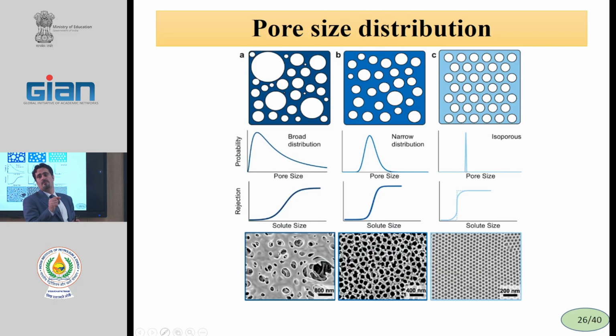Therefore, from the viewpoint of reducing membrane fouling, it is better to have a narrow or isoporous membrane. The one on the right is better, the middle is acceptable, but these are bad membranes. Okay?